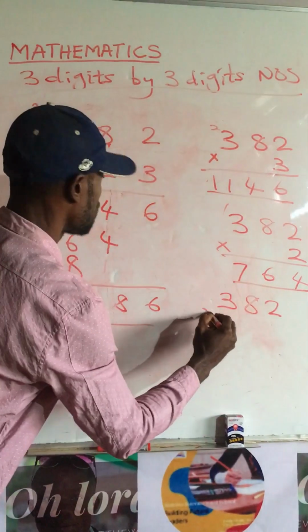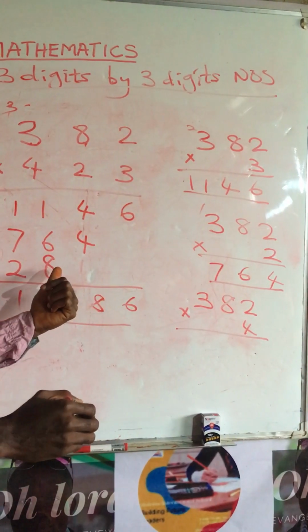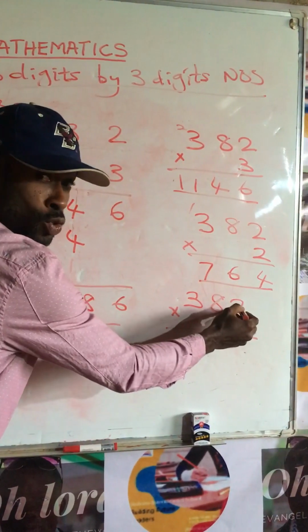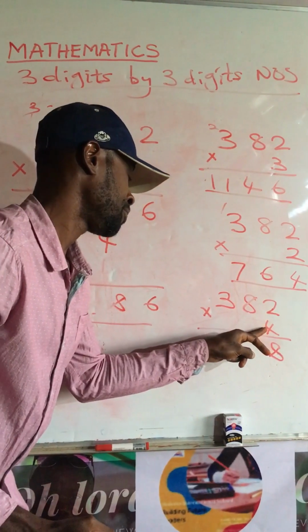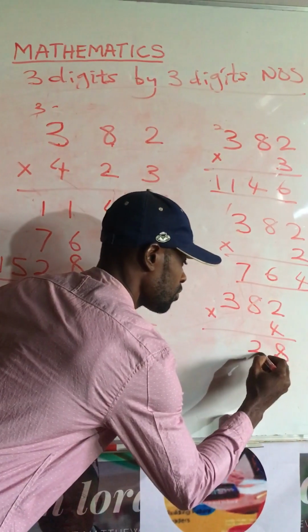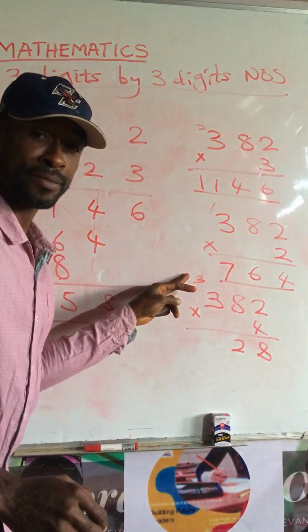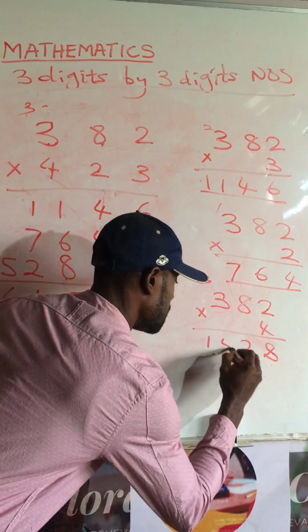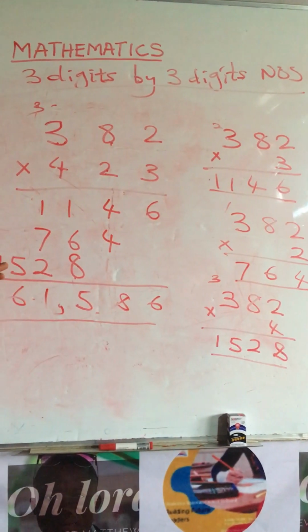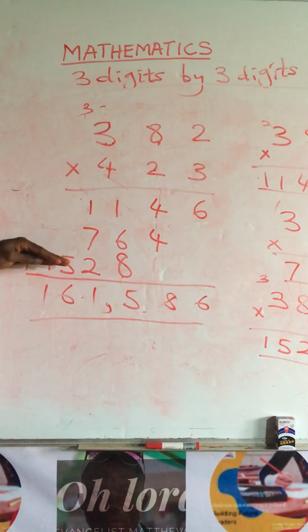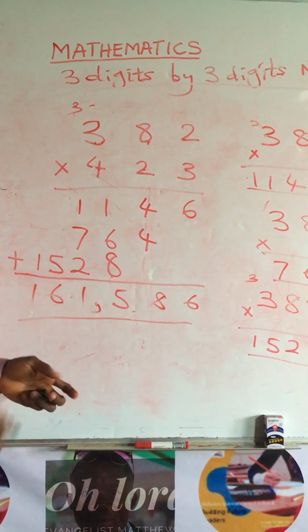So we have 382 multiplied by 4 again to see if we are correct. So we have 4 times 2, 8. 8 times 4, 32. You carry 3. 4 times 3 is 12. 12 plus 3 is 15. 15, 28. So that is what you have here. So if you add the 3 results together, you should have the correct answer to that question.